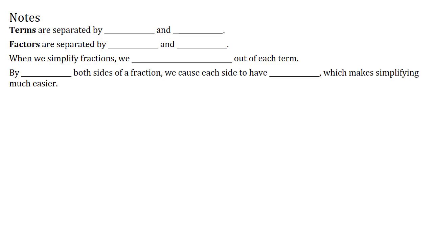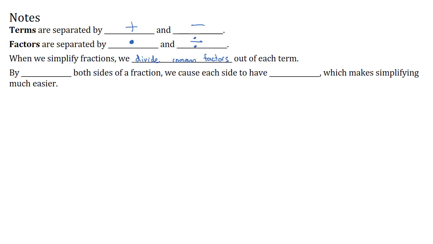Now, as we start to look at these rational expressions, it's important we know the difference between a term and a factor. Terms are separated with addition and subtraction, things that are added and subtracted together. Factors are separated by multiplication and division, and those are the ones we like best, because when we simplify fractions, we divide common factors out of each term. We never reduce terms, we divide out common factors.